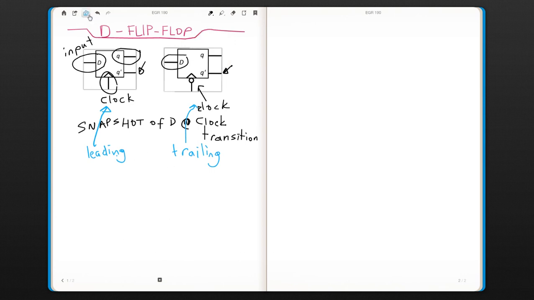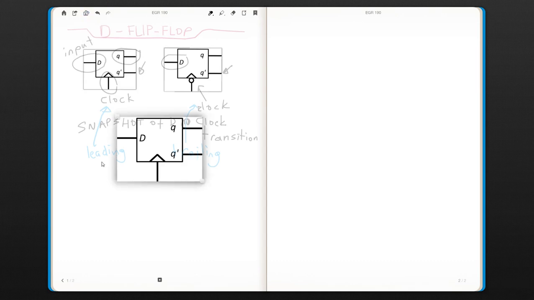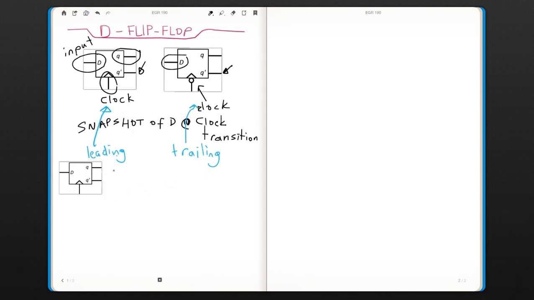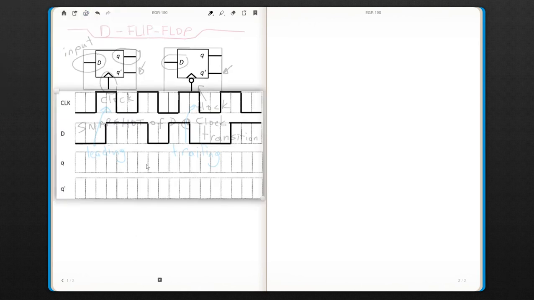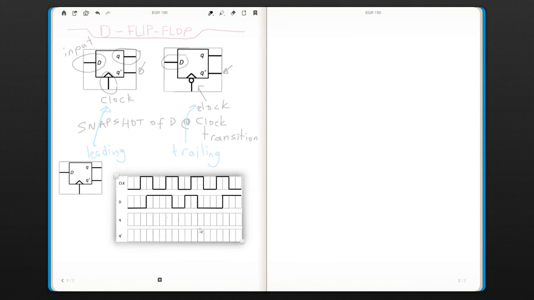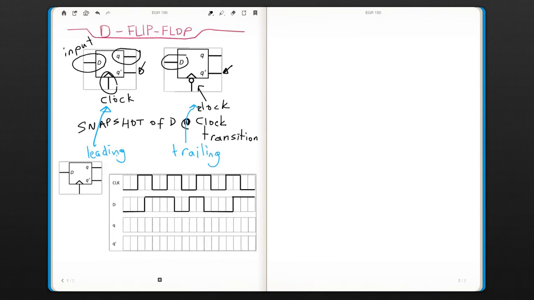Let's consider a leading edge flip-flop. Let's put it here, and let's look at the timing diagram. What's going to happen here? What we have to do is look at the clock. So transitions will happen here, and here. At the very beginning, D is zero, but we cannot really say anything until the leading edge. So in this part, until here, we cannot really say anything for Q and Q naught. This is basically not defined.